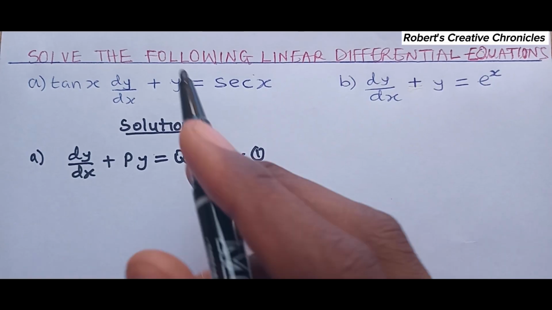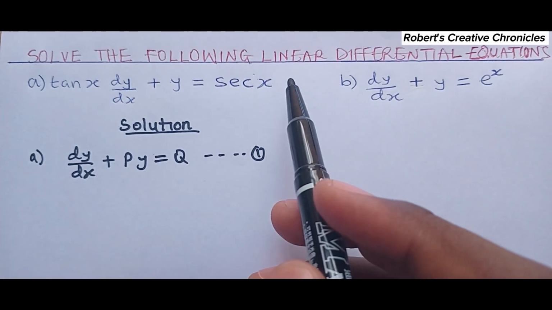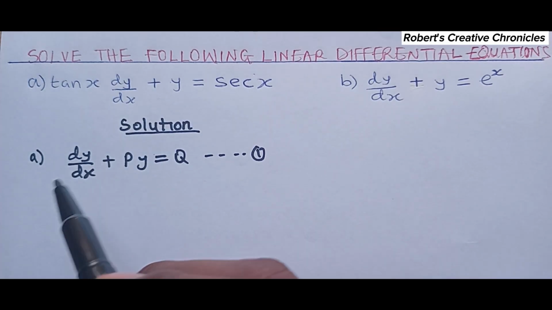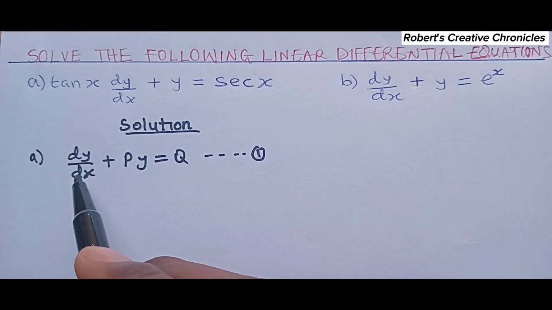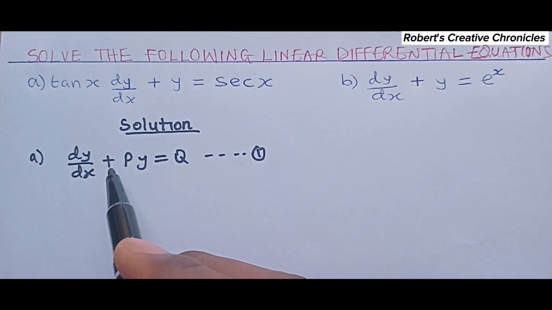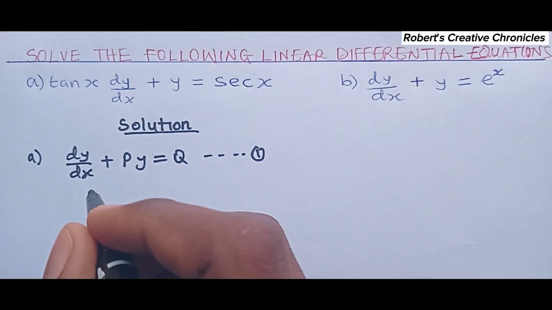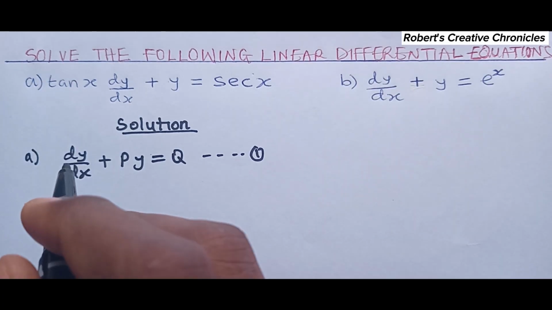So today we are going to solve this question, which states: solve the following linear differential equations, A and B. A linear differential equation is given by this formula, dy over dx plus py equals q. So we have to rearrange this equation into this form.